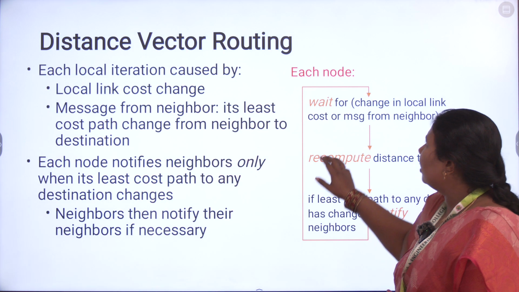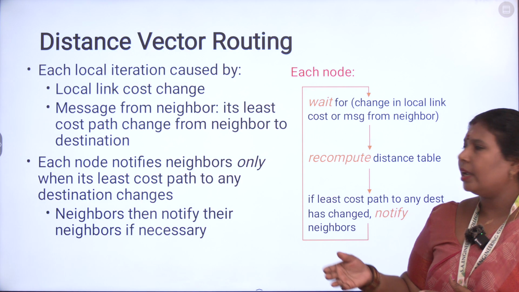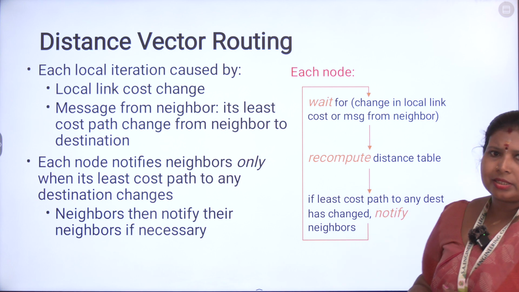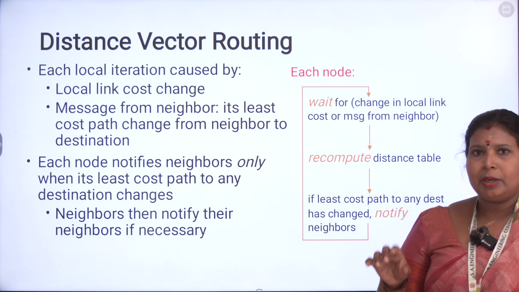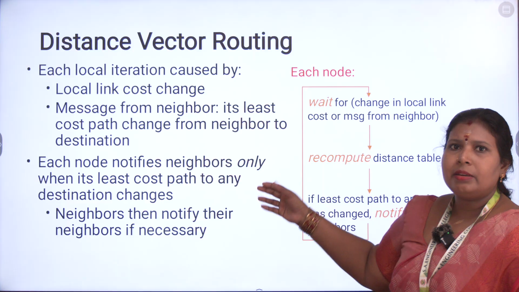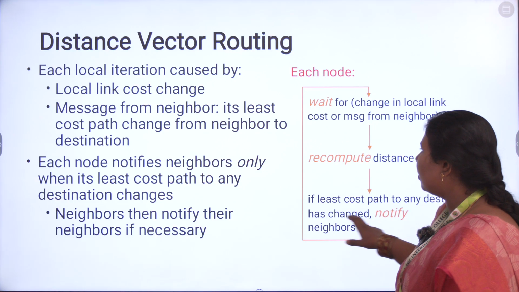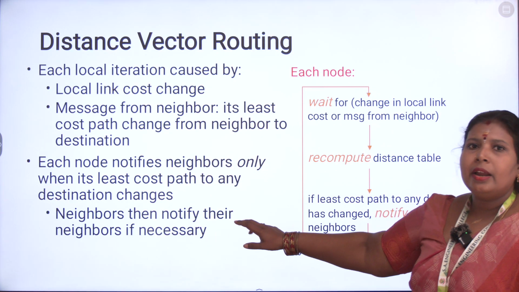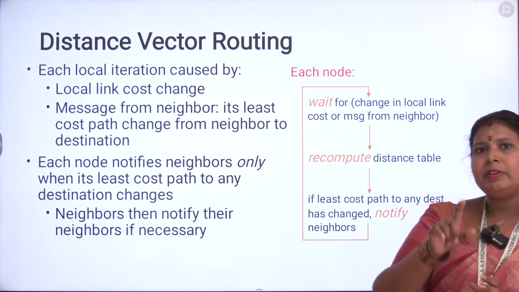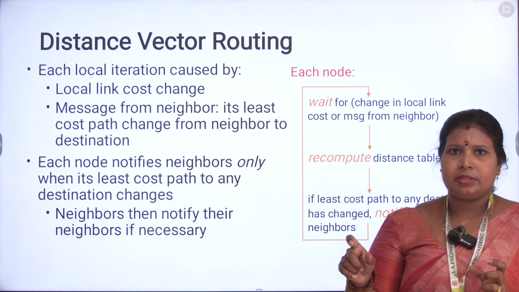Here, the node waits for a change in local link cost or a message from a neighbor. If there is any change, the node recomputes the distance table. If there is any change in the link cost between the node connections, it will change the routing table again according to the cost to find the shortest path. Each time, the neighbor notifies its neighbor if necessary; only if there are changes does the router containing the routing table update each cost from one hop to another hop distance.